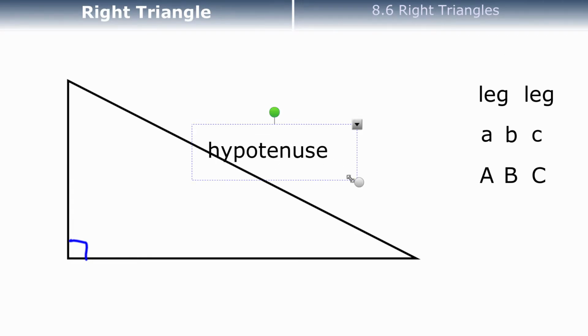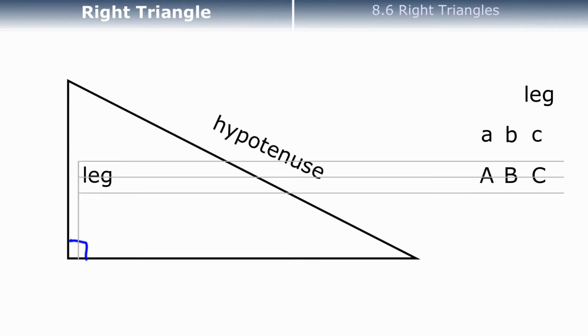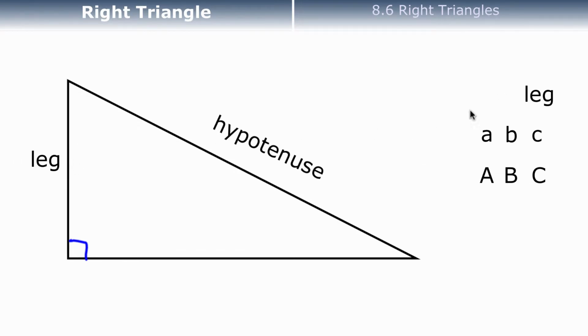So the longest side, the one that's opposite the 90-degree angle, this side here, is known as the hypotenuse. Then the other two sides, we don't really have names for them. I guess we could name them if you want, but we just call them a leg. That's a typical name for them.